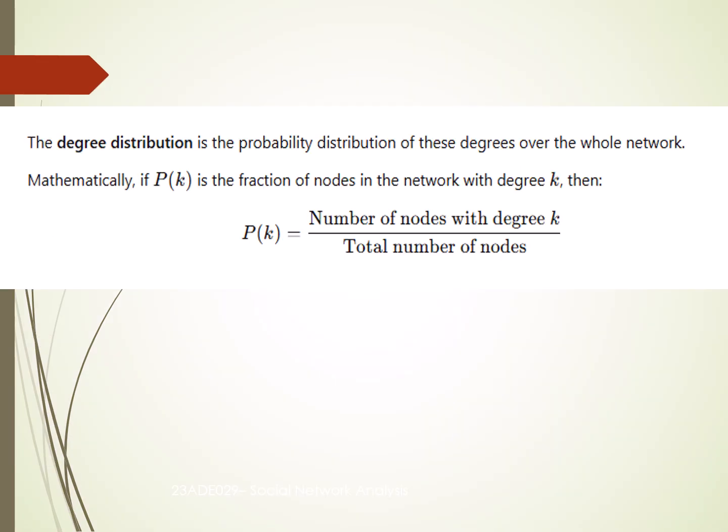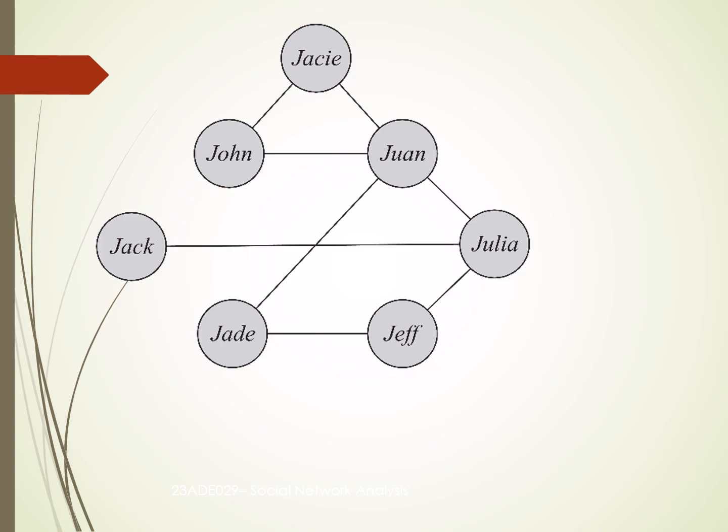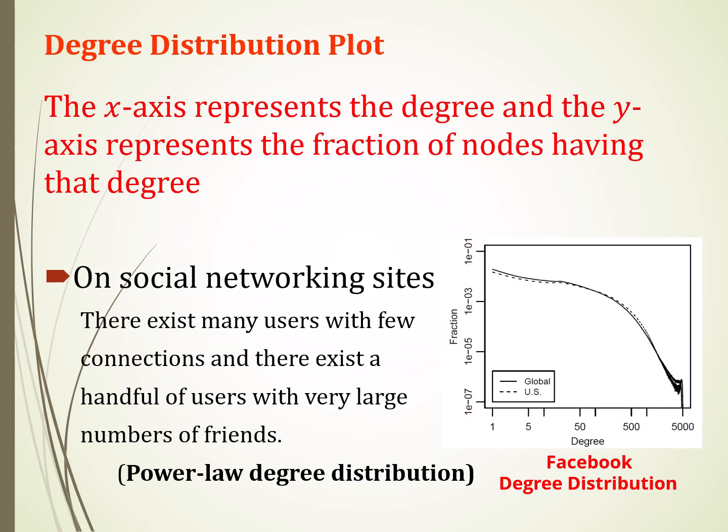So the next one is degree sequence. A degree sequence is simply the list of degrees of every node. And then the degree distribution plot. Observe this graph carefully. The x-axis represents degree, the y-axis represents the fraction of nodes. Notice that most Facebook users have only a few friends. Only a few users have thousands of friends. This follows the famous power law.